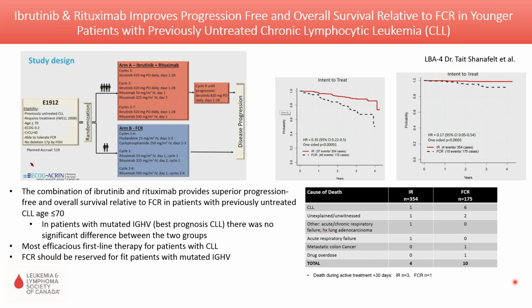And so when we looked at what patients were dying from in this study, the people who were dying in the FCR arm were dying because of disease. So that to me is very important. That's what you want to prevent. If you're going to give patients therapy, you want to give them a drug that works to prevent them from dying from their cancer. So this particular study does show that the best option frontline is Ibrutinib with rituximab.